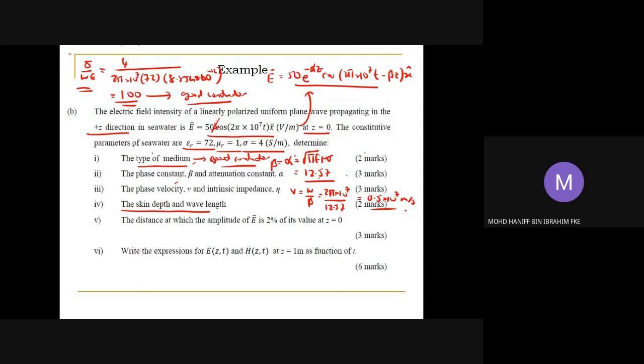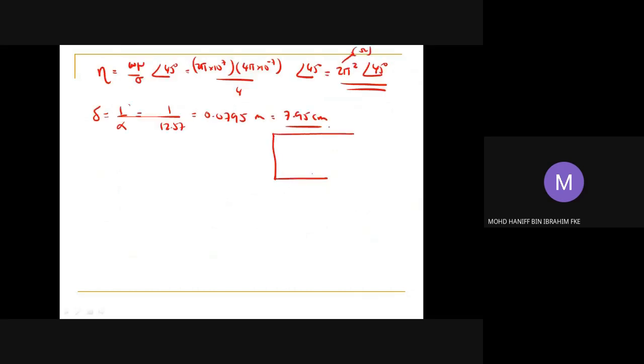Basically, we have agreed just now that the initial amplitude is 50. So we can say that this is the seawater, for instance, and the initial amplitude here is 50. At the distance of 1 over alpha, let's say we consider this to be delta, the amplitude has been reduced. The amplitude at this depth of 1 over alpha will be 1 over e of 50, where 50 is the initial amplitude. That's how we determine the skin depth of the wave propagating in this seawater medium.